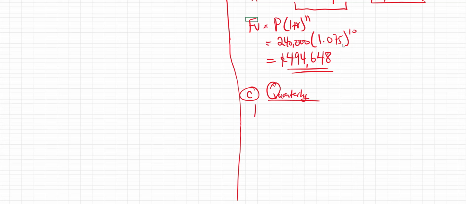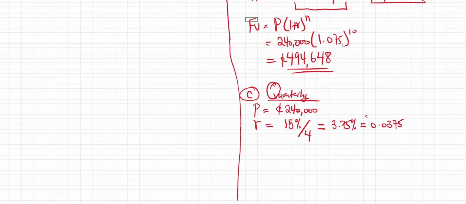Okay. So our principal is still 240,000. The rate is 15% per annum, but this 15% we are paying over quarters, so we divide by 4. That is 3.75, which means it's 3.75%, possibly 0.0375. Okay, good.